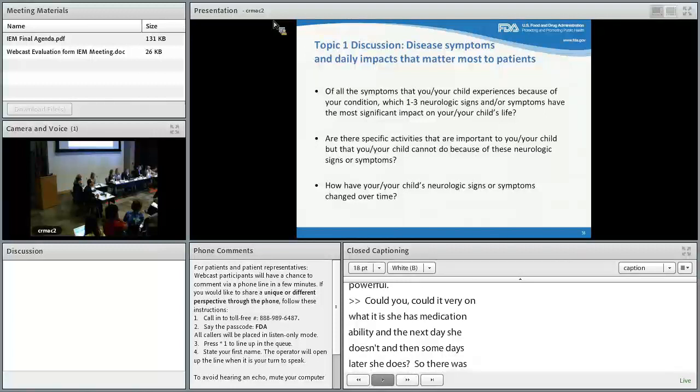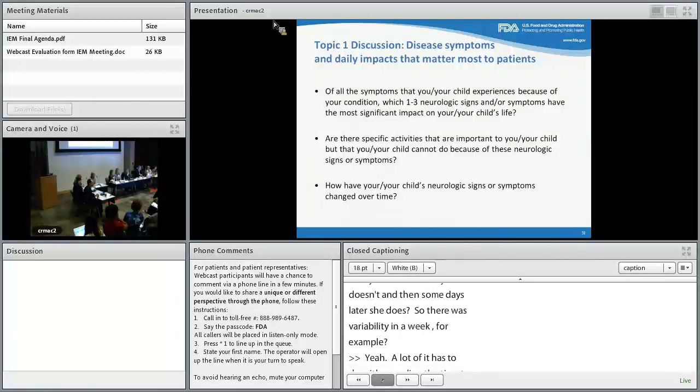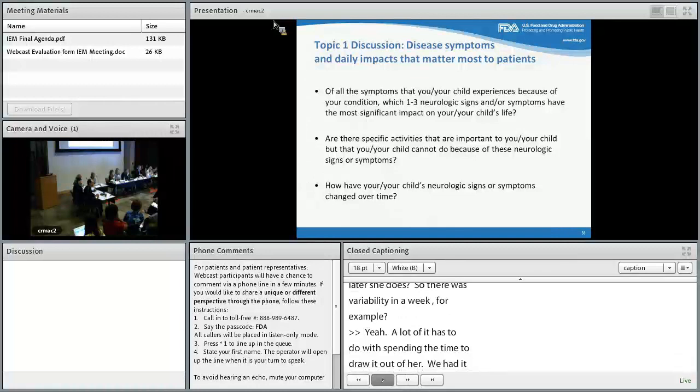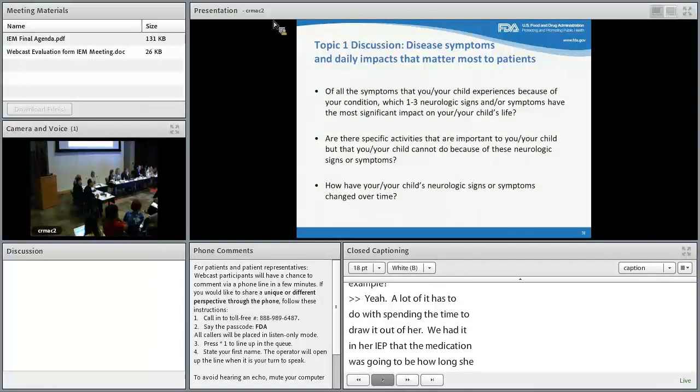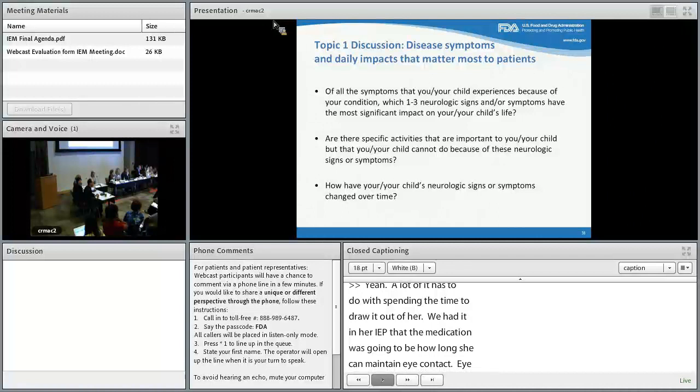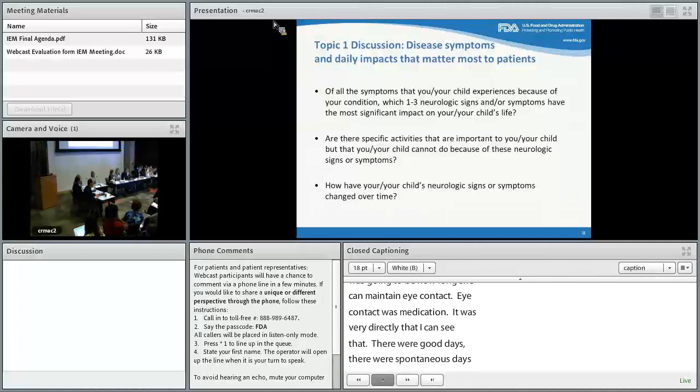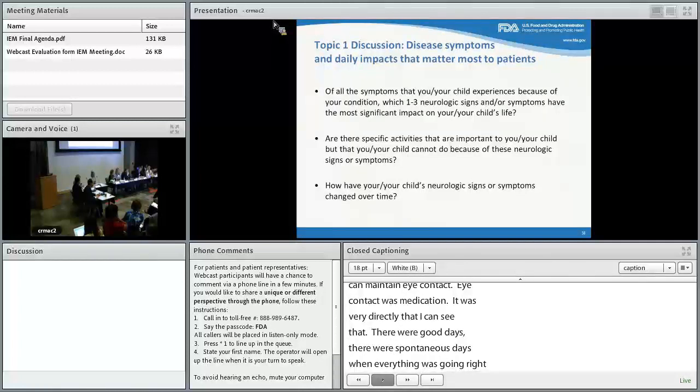Yeah, and a lot of it had to do with just spending the time to draw it out of her. We had it in her IEP that communication was going to be how long could she maintain eye contact? Because eye contact was communication, and I could see that very directly. So yeah, there were good days, there were spontaneous when things were just going right, and she'd just glow. Thank you very much. Would you like to quickly follow up?